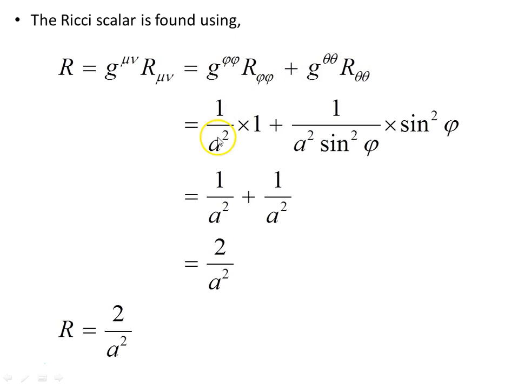G phi phi is 1 over a squared times 1, plus 1 over a squared sine squared phi times sine squared phi, as we saw on the previous page. And when we do that, we get 1 over a squared, plus here the sine squared phi's cancel, and we're left with 1 over a squared. Add those together, we get 2 over a squared. So the Ricci scalar for a two-sphere is 2 over a squared. So we see that this is not 0. We see that the Ricci scalar is 2 over a squared.